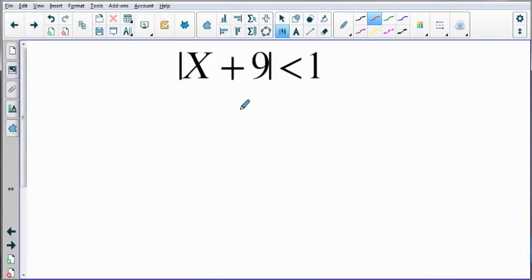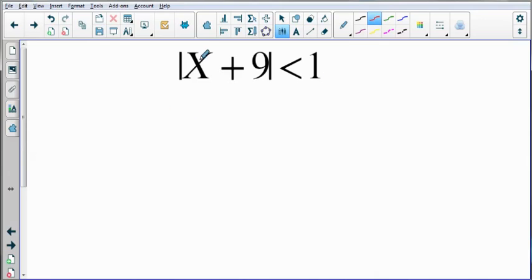Okay, so now we're going to work on our second example. First question, is everything inside of the absolute value symbols on the left? In this case, yes, it is. And then on the right, is this a non-negative number? Yes, it is. Therefore, we may proceed.